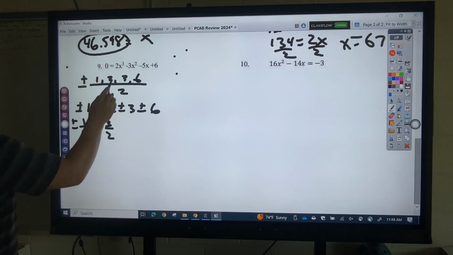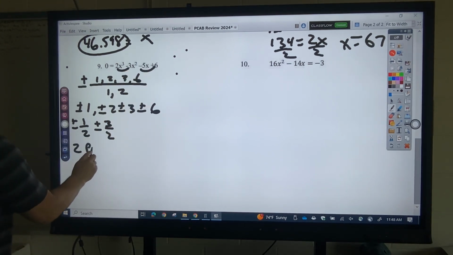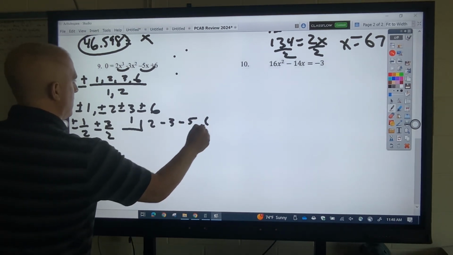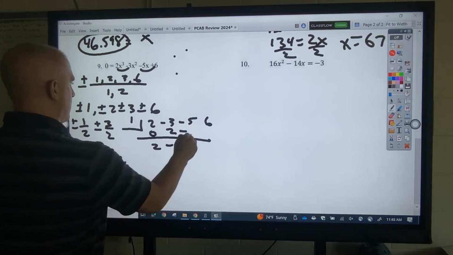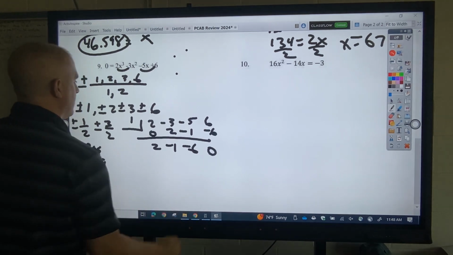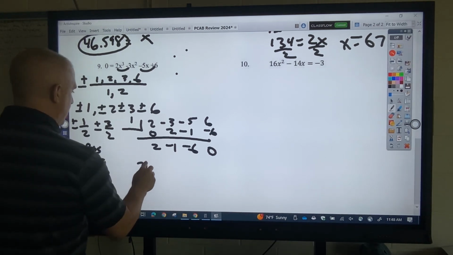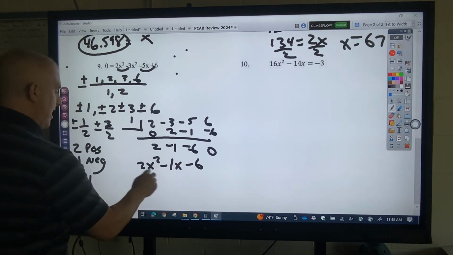Now, I look at the sign changes. I got one sign change, I got two sign changes. So that means two positives, one negative. Okay? So what I want to do is I probably want to try some of the positive numbers using synthetic division. That'd be 2, 2, negative 1, negative 1, negative 6, that's 0. Okay? All right? So I know one of the solutions is 1. Okay? And then I got 2x squared minus 1x minus 6. Now you can keep going. All right? You can try to factor that, which I think is a better way to go.